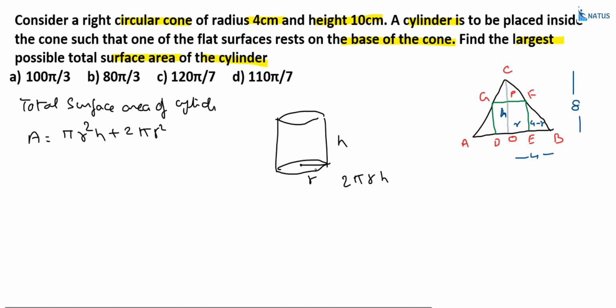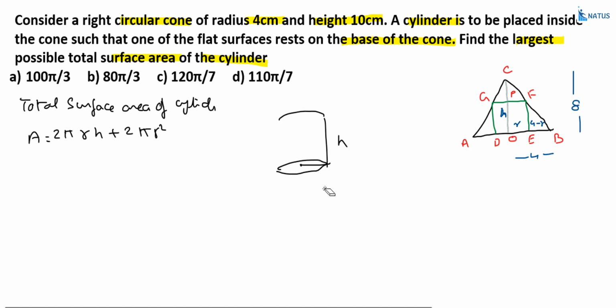Now this pi r square h is the volume, but what we require is the surface area. So that is equal to 2 pi r h, which is the curved surface area, plus the bottom area, which is pi r square, and the top area, which is pi r square. So what is the total surface area? That is equal to 2 pi r h plus 2 pi r square, right?